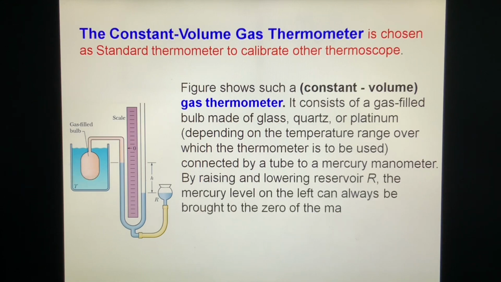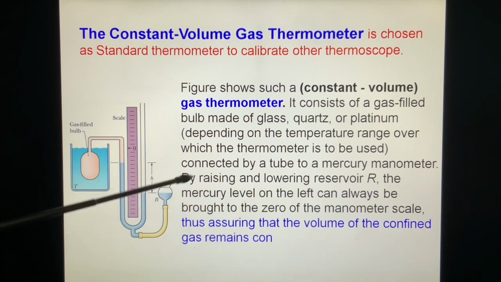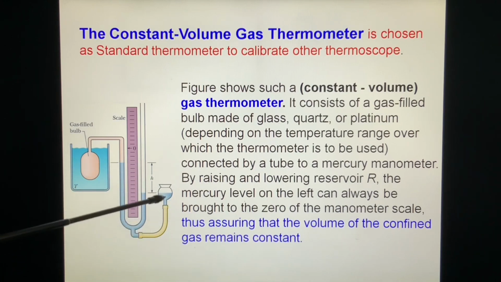Now it is connected by a tube to a mercury manometer. By raising and lowering reservoir R, the mercury level on the left can always be brought to the zero of the manometer scale. So in this case, the volume is constant. This ensures the volume of the confined gas remains constant.